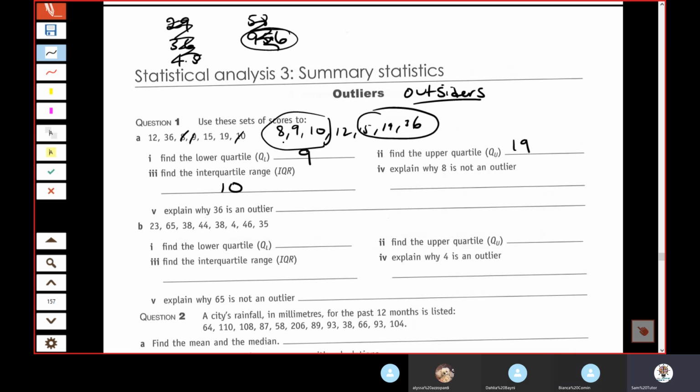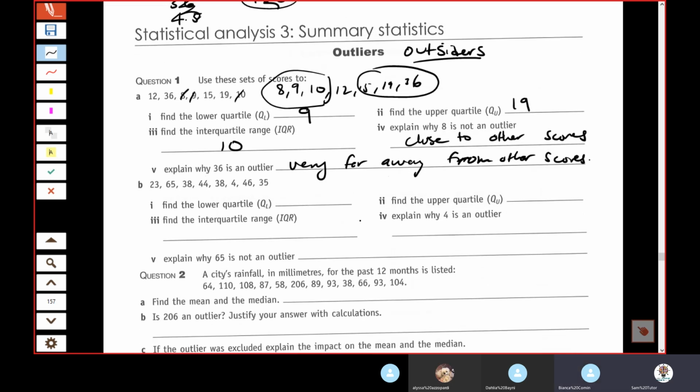Explain why 8 is not an outlier. It's fairly consistent with the other scores. Close to other scores. Explain why 36 is an outlier. Very far away from other scores. Simple.